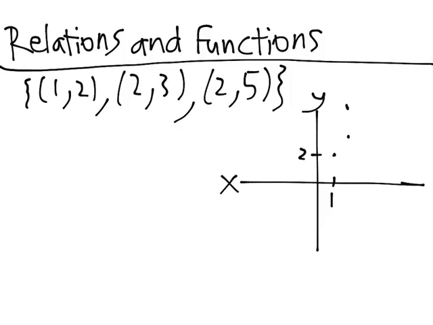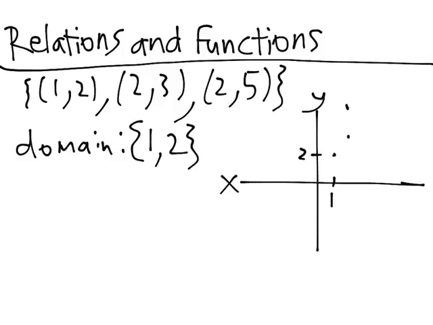When dealing with relations, two important notions to consider are the domain and range. The domain of a relation is simply the set of all first coordinates of all the points in the relation. Here we have the set with 1 and 2. Notice that 2 appears as the first coordinate of two different points in this relation, but that's okay.